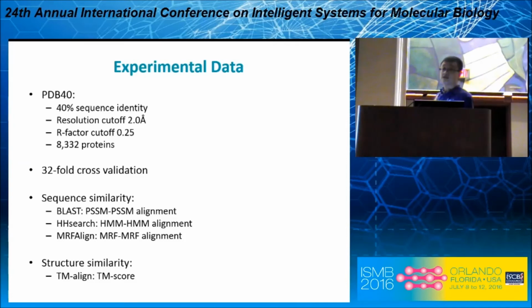And as I said, in order to define our sequence space, we chose three methods respectively. Those are BLAST, which can give us PSSM alignment, HH-search, which can give us hidden Markov model alignment, and MRFalign, which can give us MRF alignment. And to define the structure space, we just use TM-align, which gives us TM score.